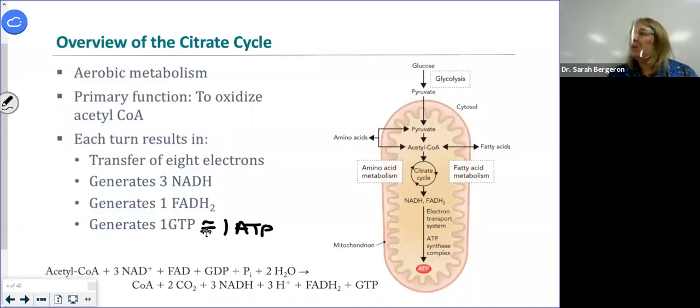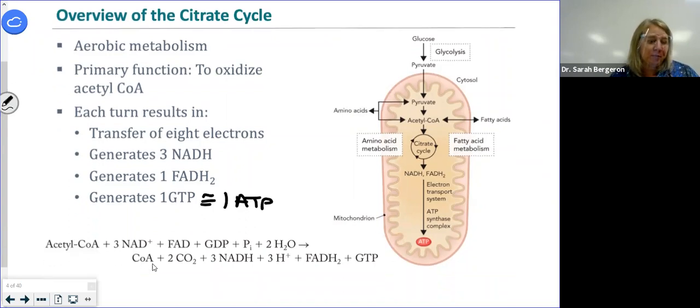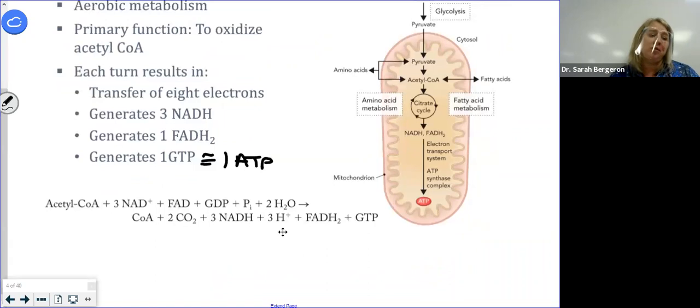In terms of counting up how many ATPs you get from this reaction, you can count a GTP as an ATP, right? Okay. So if we look at our overall chemical reaction, we're starting with acetyl-CoA. We have to have NAD+, we have to have FAD. These are our energy carrying molecules that are going to pick up those electrons.